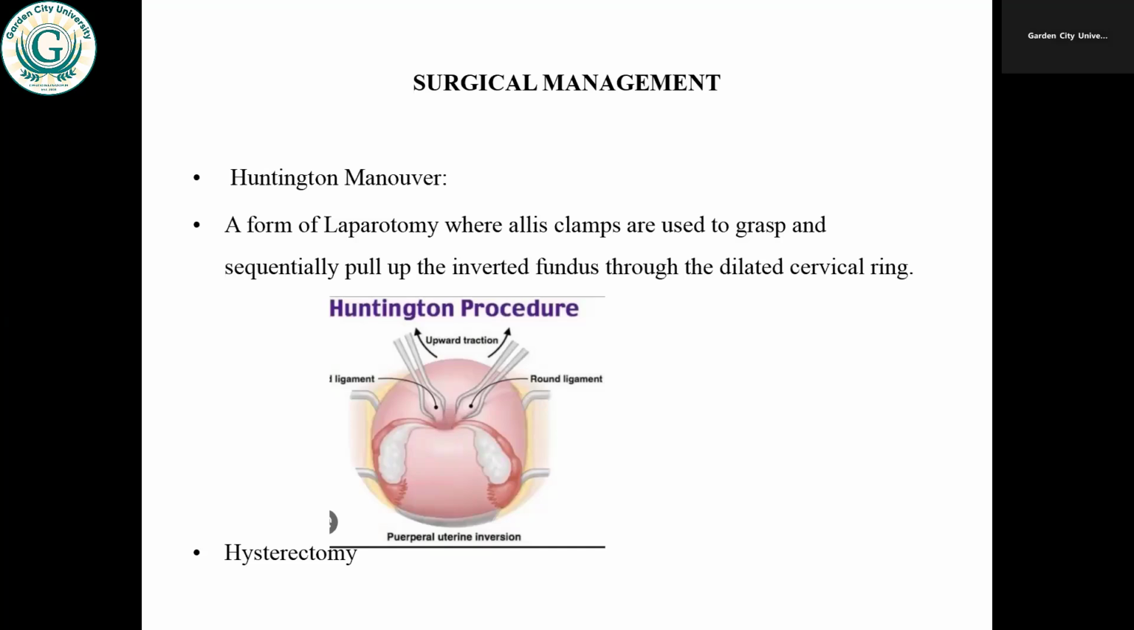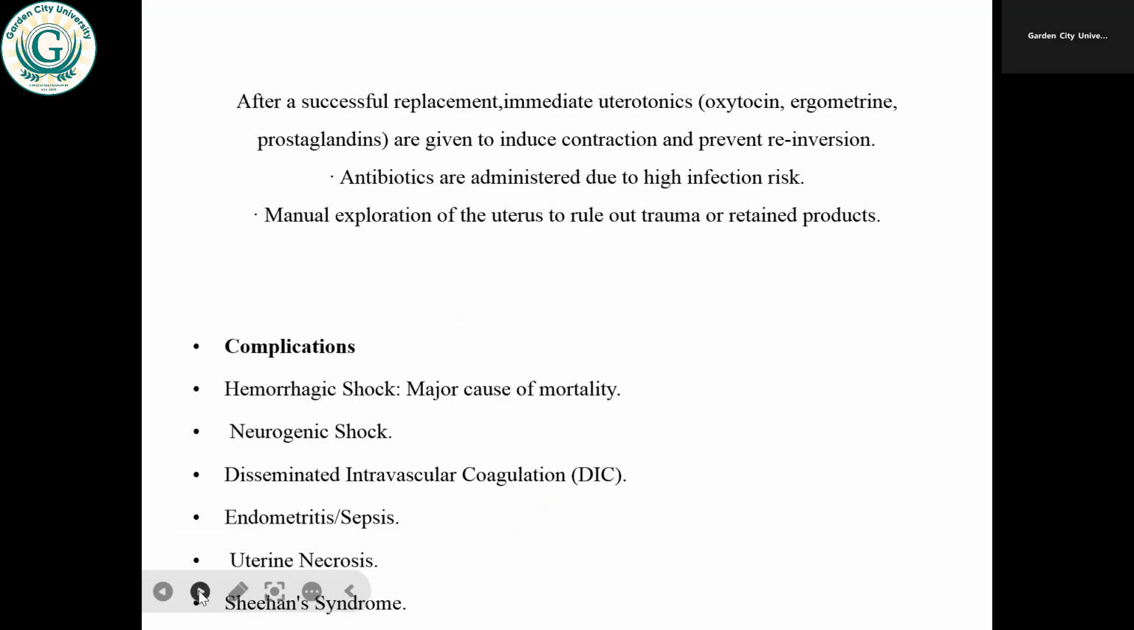But when all these maneuvers fail, we will have no other option than to counsel the mother and then get an informed consent to take the uterus out, which is the hysterectomy. So after a successful replacement, you will have to administer uterotonics. That's the oxytocin or the ergots to help contract the uterus.